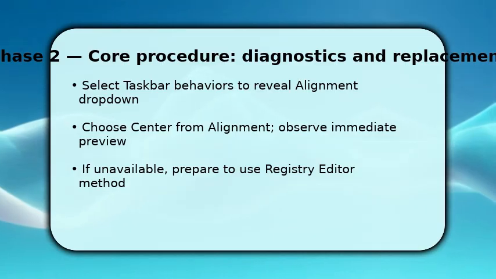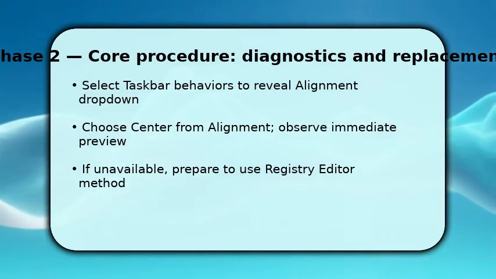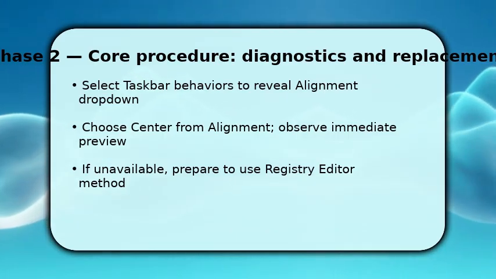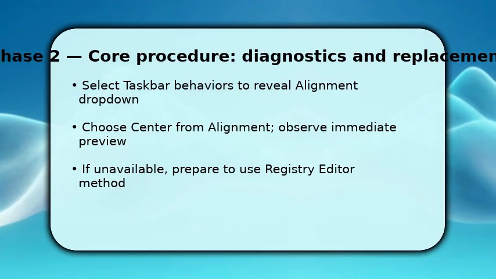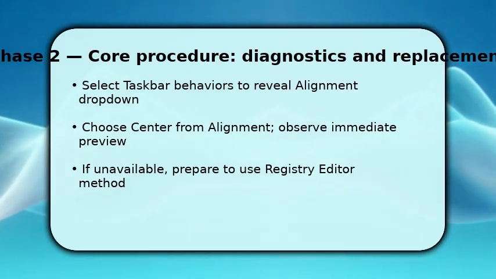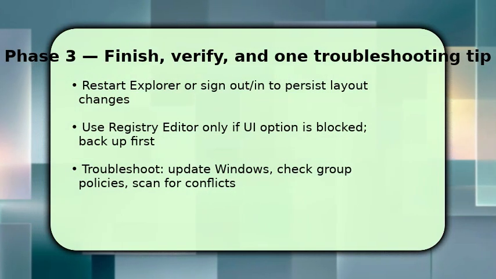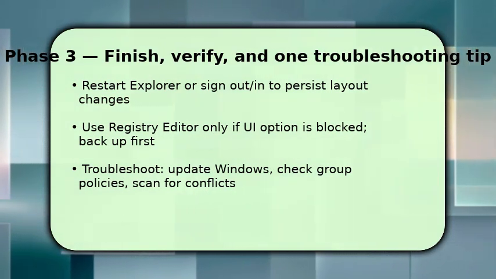If the alignment option is missing, don't panic. Make sure to check for updates and then prepare to use the registry editor method described next, because sometimes builds or policies hide the UI control. To finalize, restart Windows Explorer or sign out and back in so changes persist across sessions.